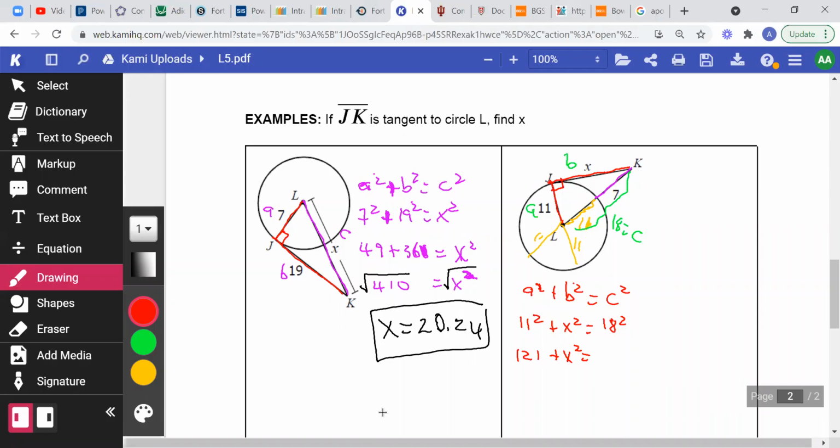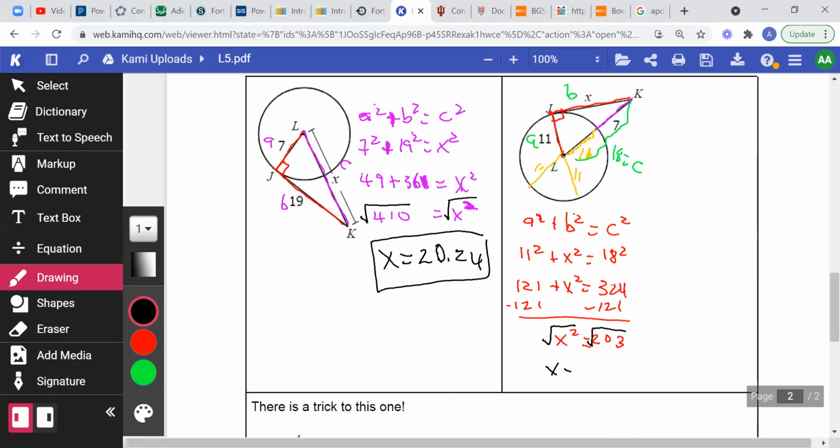324. Then what do we do next? Okay, since 324 is bigger than 121, you remove 121 from both sides. Then when you do that, what do you have? 203. And then what do we do next? Square root. Beautiful. And what is the square root of 203? X equals 14.2.